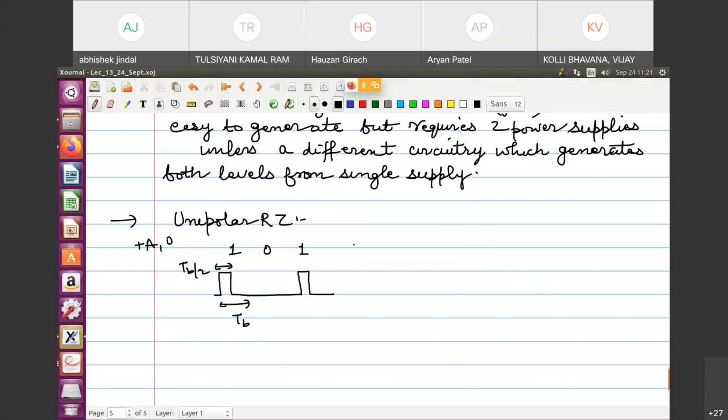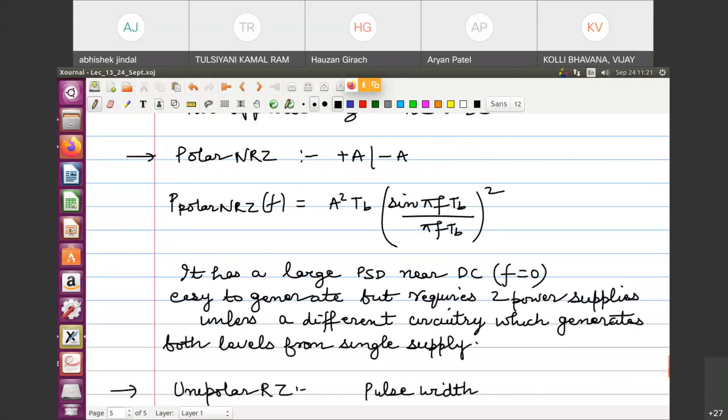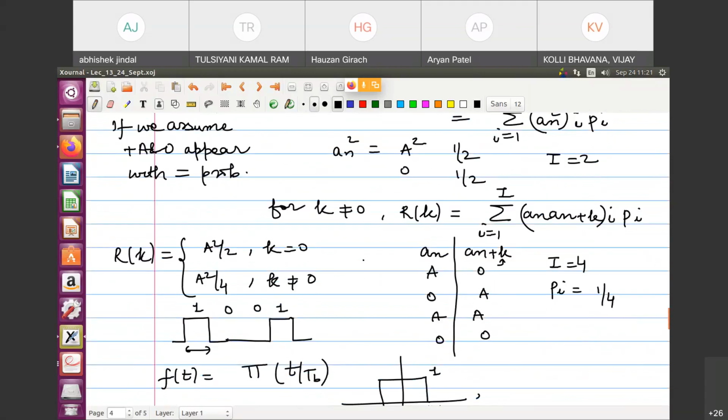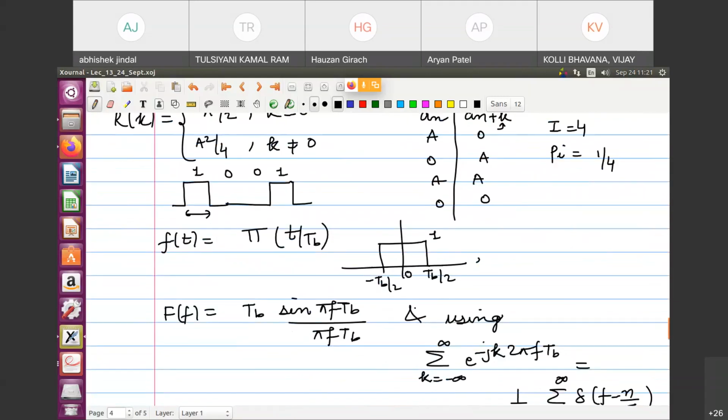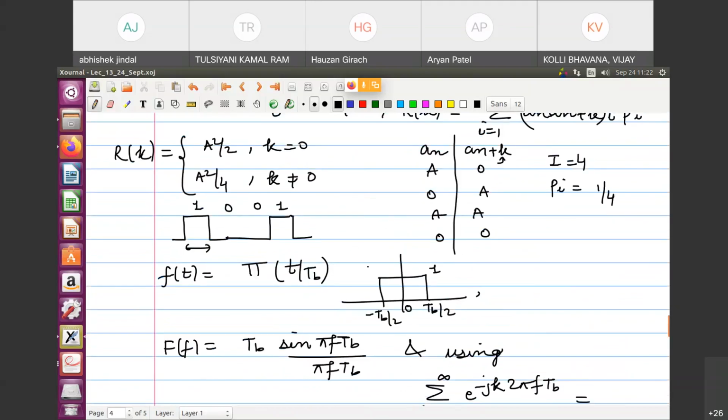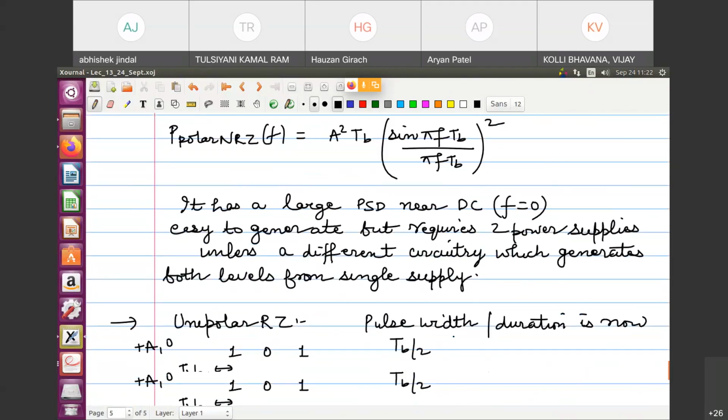So here, the pulse width. We have obtained the expression, I think we have done the derivation for unipolar NRZ. There, for plus A and 0, the signaling waveform we used was pi of t by TB. Here it should be TB by 4, because you have to use half the width, so it will become pi of 2t by TB, meaning the width will decrease. So the pulse duration is now TB by 2. Earlier it was TB. For it to be TB by 2, it has to span minus TB by 4 to TB by 4.